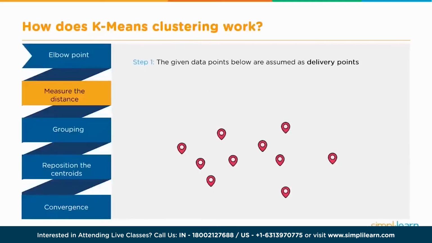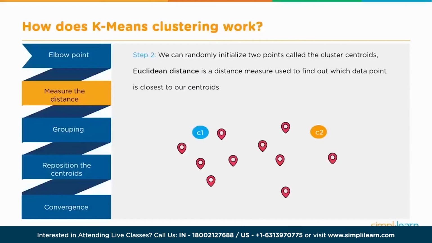Okay, now that we have got the value of k, and let's assume that these are our delivery points, the next step is basically to assign two centroids randomly. So let's say C1 and C2 are the centroids assigned randomly.